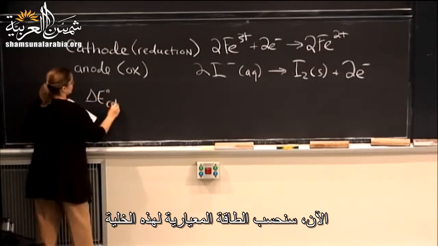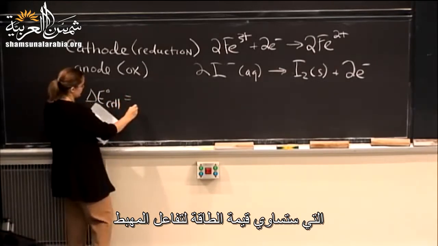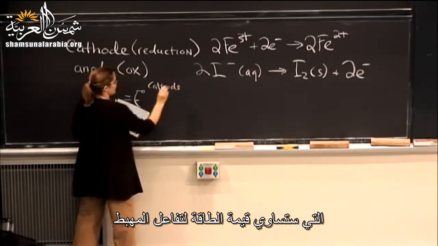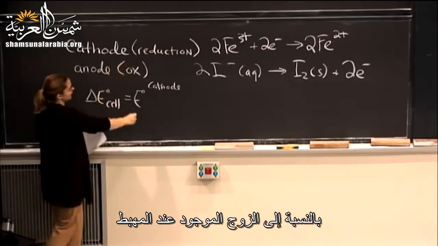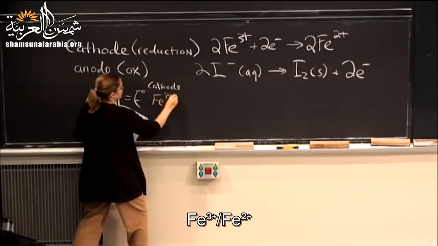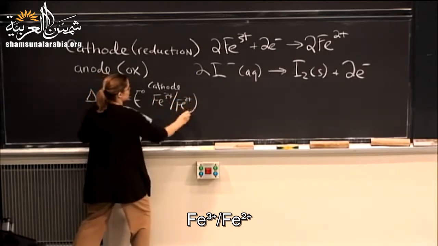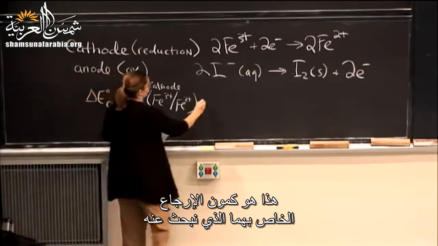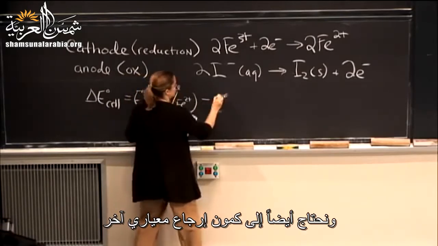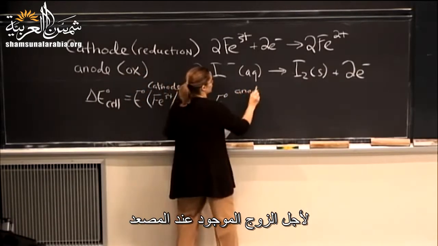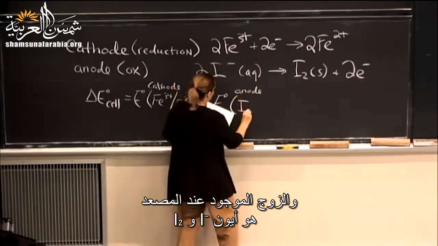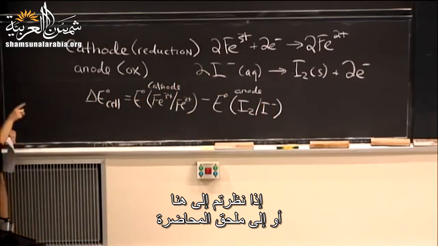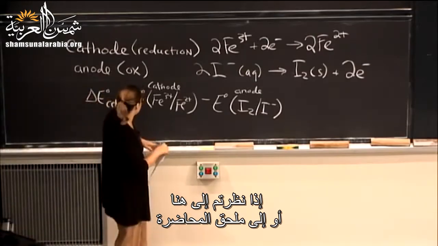So now we want to calculate E naught for the cell. That's going to be equal to the E for the cathode reaction. The particular couple at the cathode is iron 3 plus going to iron 2 plus. That's the reduction potential that we're going to be looking up. We also need another standard reduction potential, the one for the couple at the anode. The couple at the anode that we're looking up is I2 to I minus. If you can see that up there, it's also in your handout.